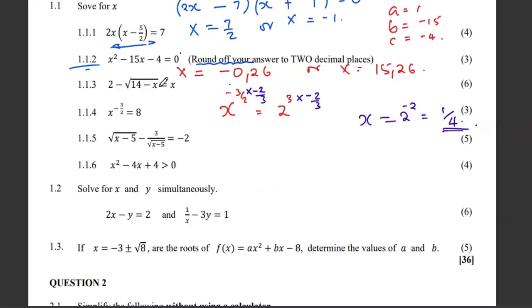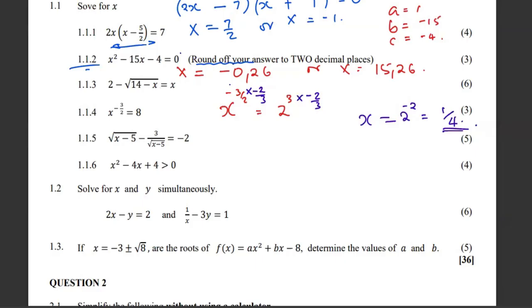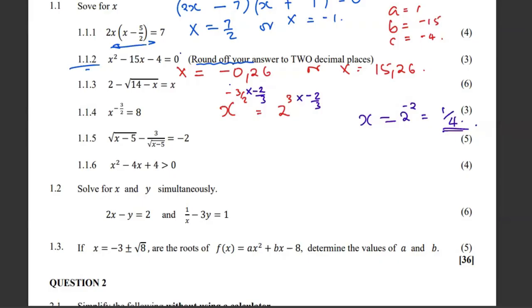These questions look familiar. It's okay. Let's not worry about the familiarity of the questions. Let's just deal with the solutions. So we have 3 over square root of x minus 5 is equal to negative 2.